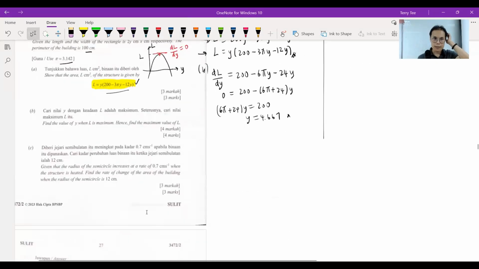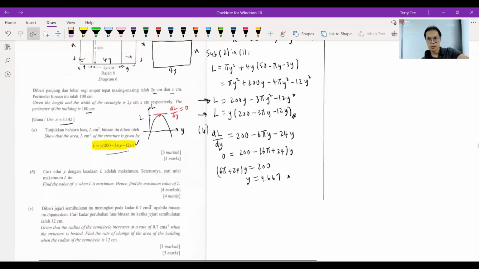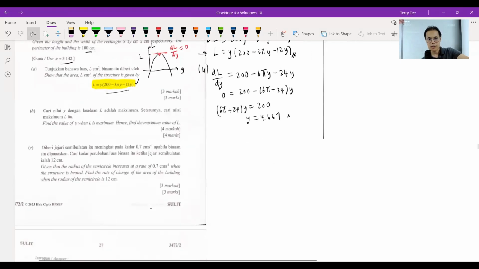Okay, lastly, diberi jari semi bulatan meningkat pada kadar 0.7 apabila binaan itu dipanaskan. Cari kadar perubahan luas binaan ketika jari semi bulatan ialah 12. Okay, so we want to find the rate when your y is 12.